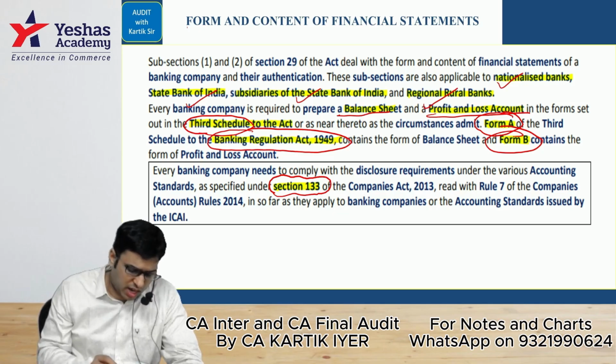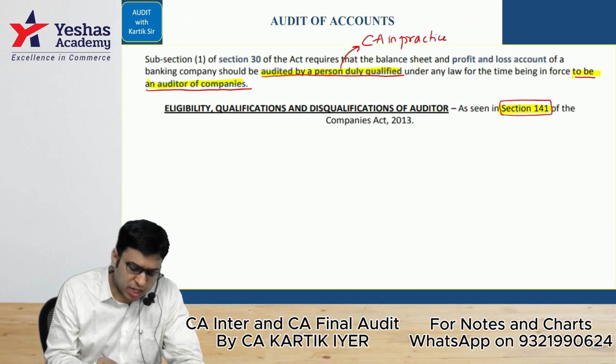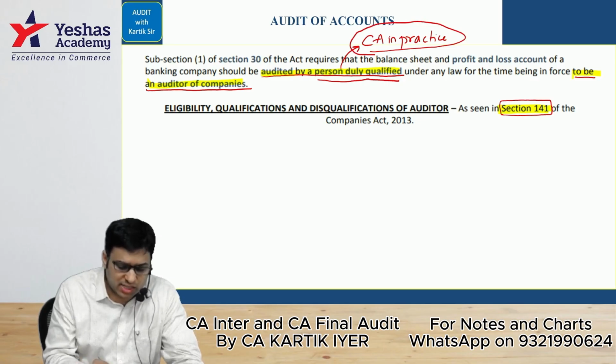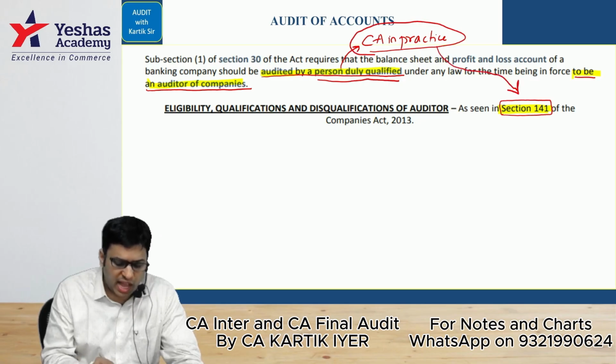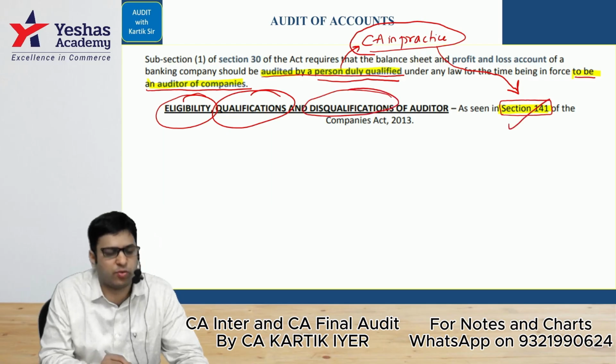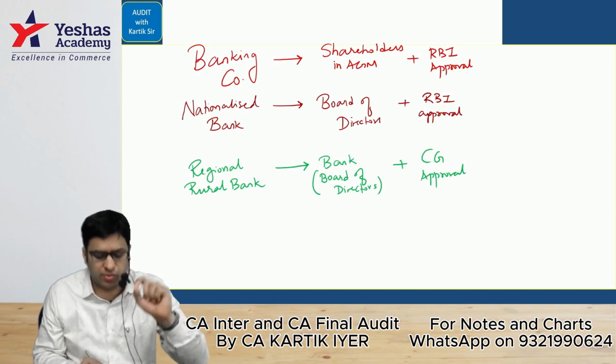Okay. Let's go further. Who can be the auditor of the bank, my dear students? Auditor of the bank has to be a CA, and that was CA in practice. And you understand that the CA, if he's appointed, he has to be eligible, qualified, and not disqualified under section number 141. This can come in MCQs. Very, very important area. Do it carefully, please.